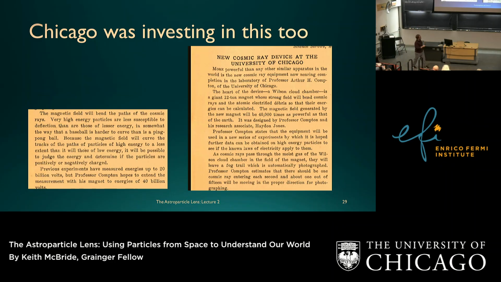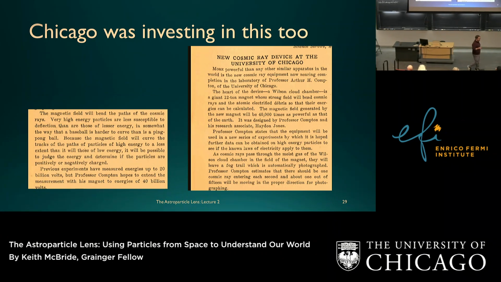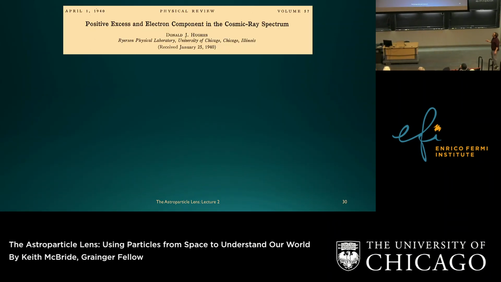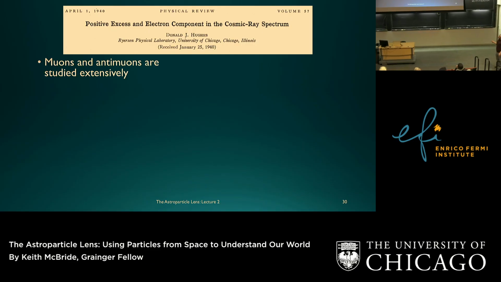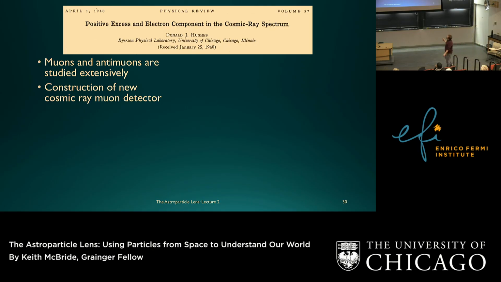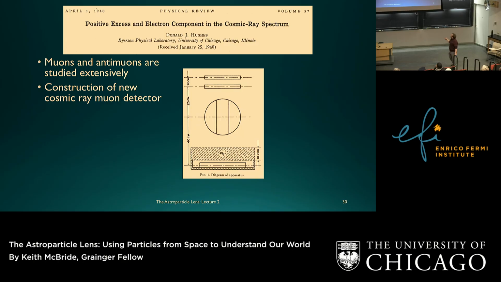But in the 40s, Compton also built a new magnet and had a new cloud chamber, new sophisticated detectors to try to understand what these muons are. And so finally, we come back to this excess. Were there more positive charges or negative charges of these cosmic rays? And so they studied these extensively.